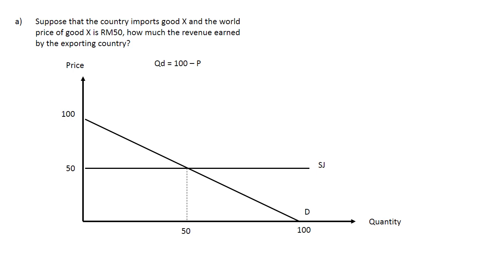Okay, so how to get 50? Since you already have the demand function, you just need to replace the price with 50, and you will get 50 units. And the total revenue earned by the exporting country is 50 times 50, which gives 2,500. So this is our total revenue before the policy.